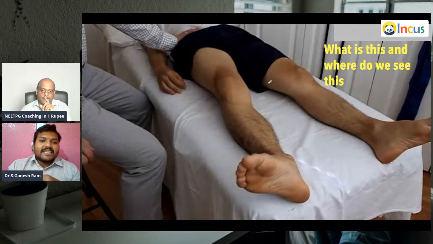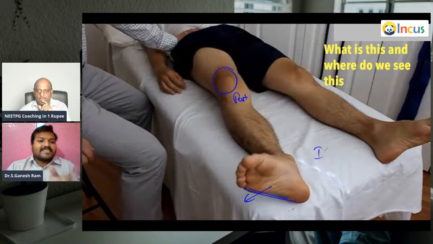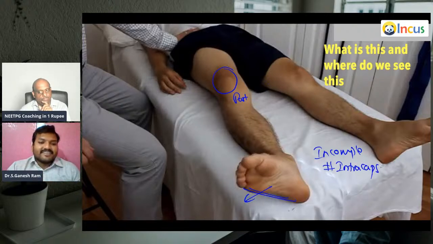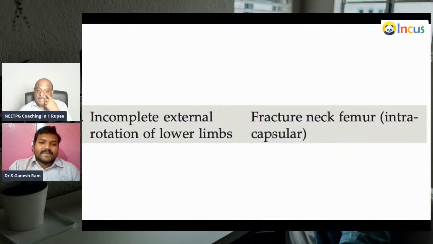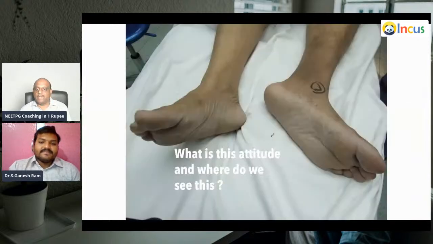You see that the patella is not completely facing outside. So it's only partially, and also the lateral border of the foot is not completely touching the cot. So it's an incomplete external rotation. It is seen in fracture of the neck of femur, that is intracapsular. Whatever happens intracapsular, we see incomplete external rotation. Wonderful, doctor. So incomplete external rotation of the lower limb, fracture neck of femur.